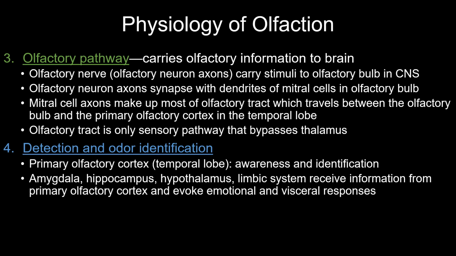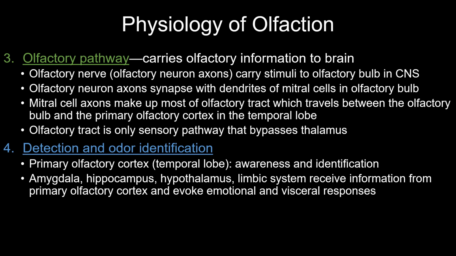And as I mentioned last time, this is the only sense that actually bypasses the thalamus and synapses directly onto its target, and that is going to be the primary olfactory cortex. Okay, and this is in the temporal lobe, and this primary olfactory cortex is really responsible for your awareness and your identification of an odor. So interestingly, this is also a common location for seizures, which may often be preceded by the sensation of an unpleasant odor.